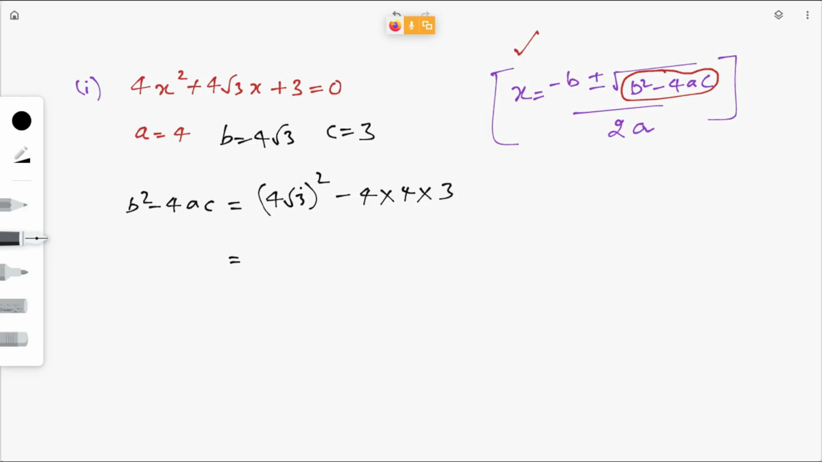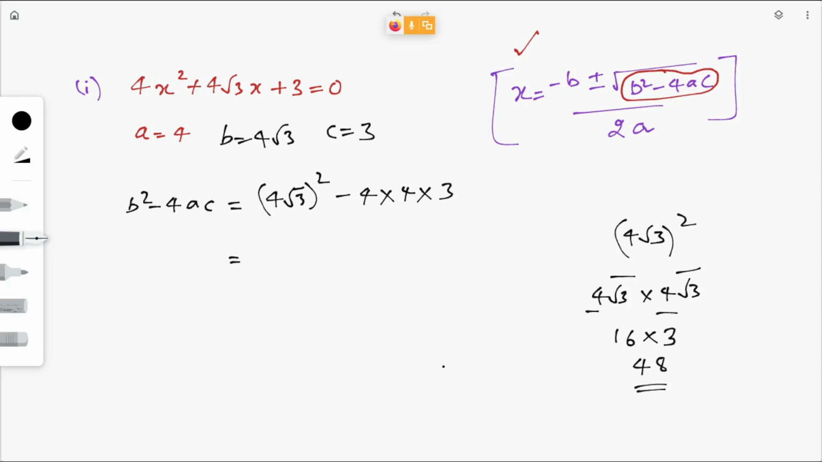4 root 3 whole square. See here, 4 root 3 whole square. What is this? 4 root 3 into 4 root 3. Yes or no? 4 root 3 whole square is the product of 4 root 3 two times, right? We need to multiply 4 root 3 two times. So what is 4 into 4? 16. What is root 3 into root 3? 3. So 16 3s are 48.